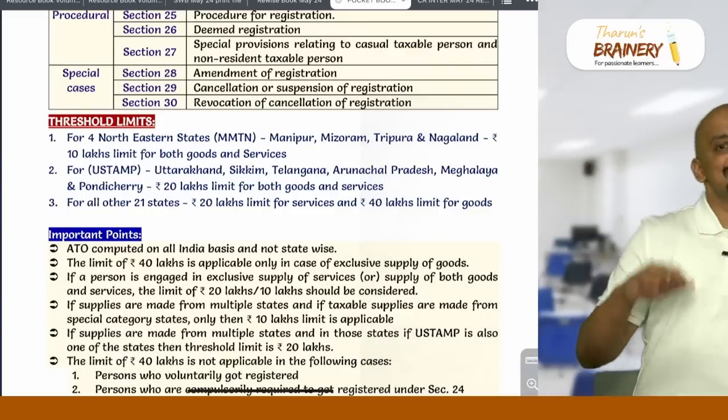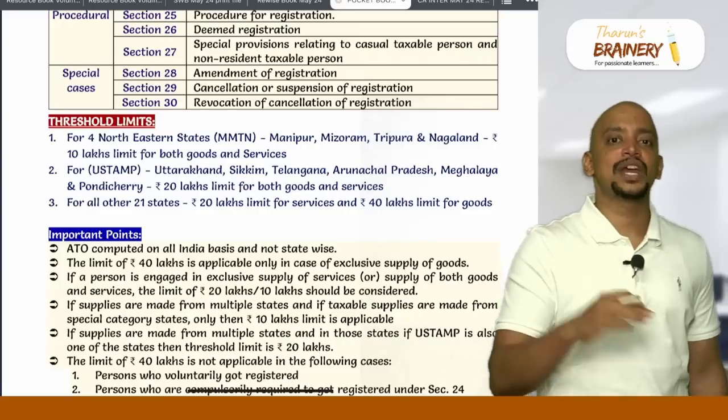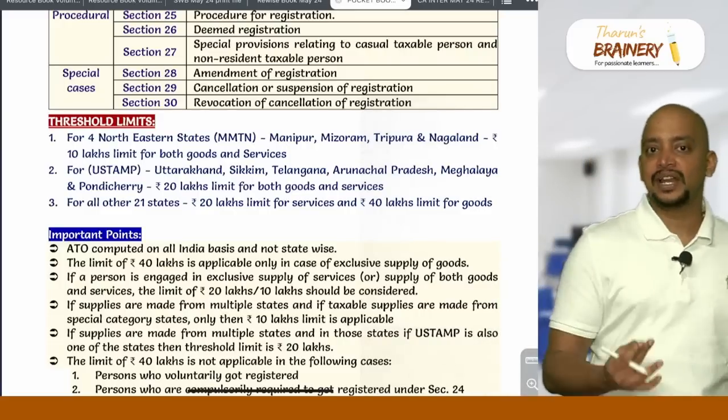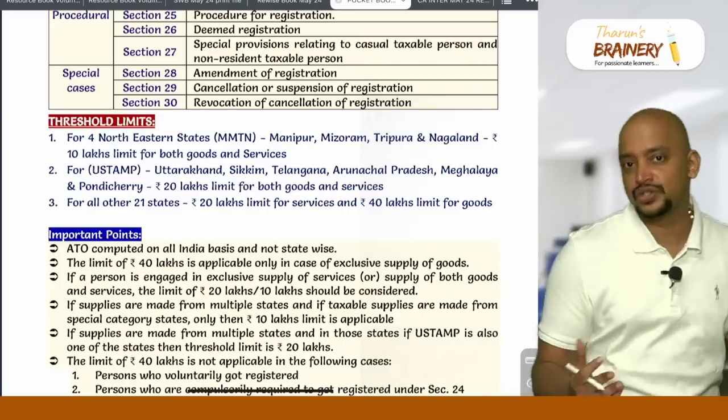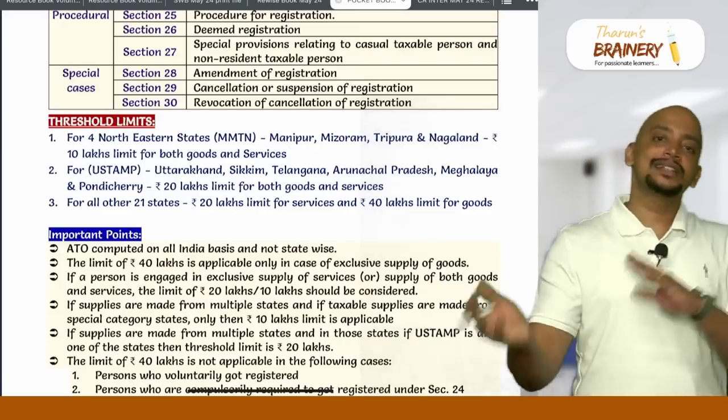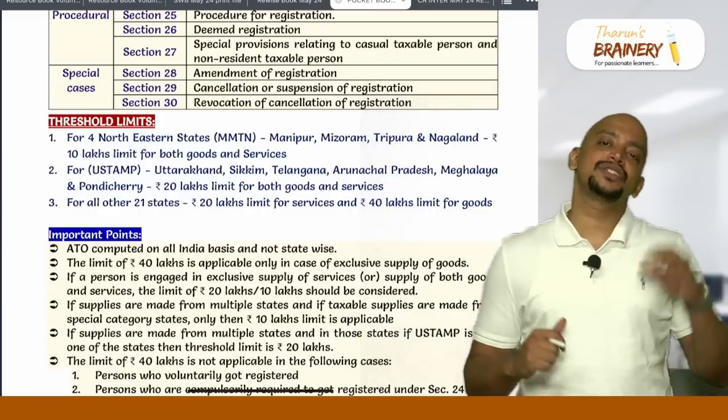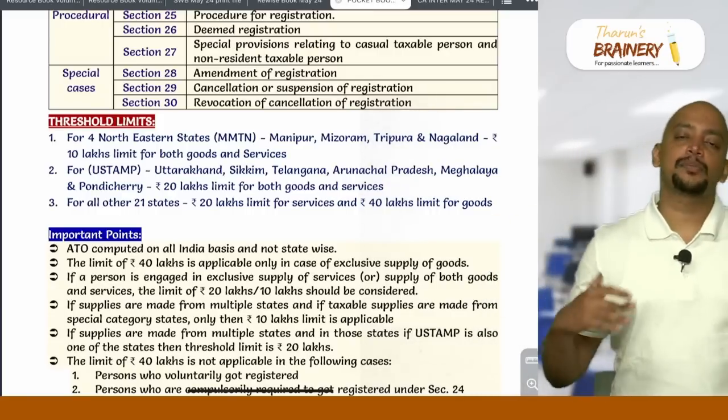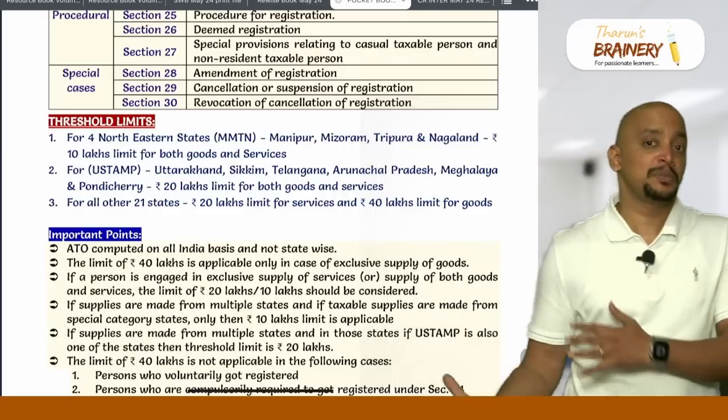Suppose if they are doing business in a single state and that single state is in U stamp, Uttarakhand, Sikkim, Telangana, Arunachal Pradesh, Meghalaya, Puducherry, then the limit will be 20 lakhs. Other states exclusively engaged in supply of goods, it will be 40 lakhs. Other cases, that is supply of goods as well as service and supply of service, it will be 20 lakhs.